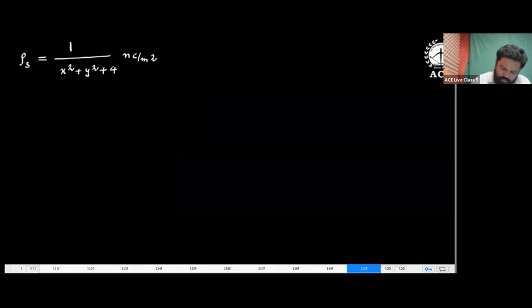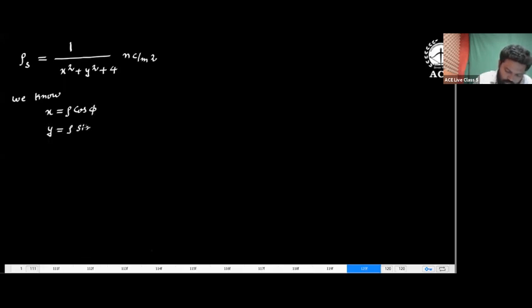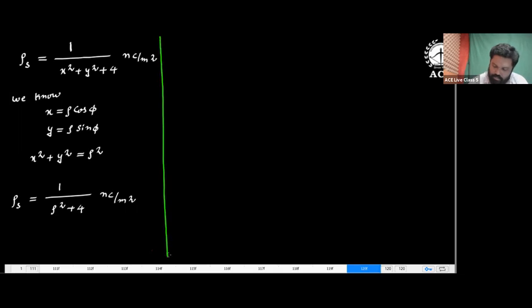Come back here. What we know: x is equal to rho cos phi, y is equal to rho sin phi. x square plus y square is equal to rho square, beta. So what is this rho s? 1 by rho square plus 4 nanocoulomb per meter square.